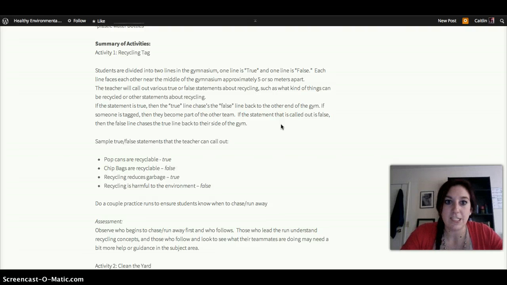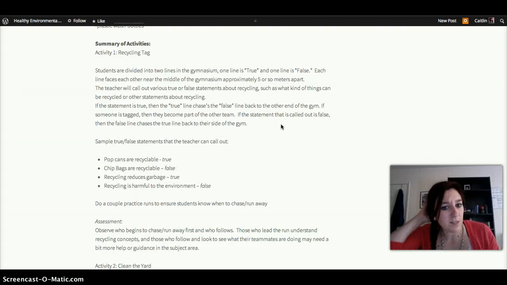Students are divided into 2 lines in the gymnasium. One line is true and one line is false. All the students are standing in lines facing each other in the middle of the gymnasium. Then the teacher calls out various true or false statements about recycling or things that can be recycled. If the statement is true, the true line will chase the false line back to the other end of the gym, and if somebody is tagged, they become part of the true line. But if the statement is false, the vice versa happens: the false line will chase the true line back to their home base, and if they get tagged, they become part of the false line.